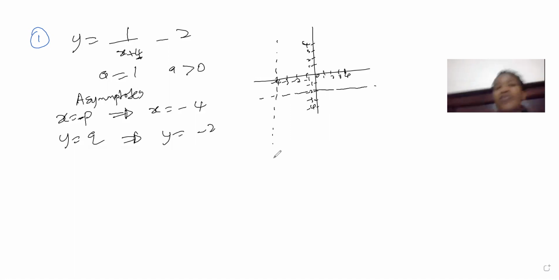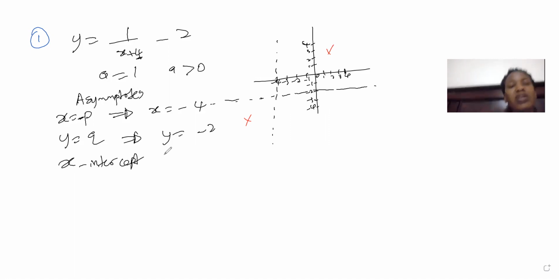So our graph will not cut this line. Can you see? We said our graph is going to be in the first and third quadrant. That's where our graph is going to sit. Okay, so we got that. Now let's continue. Get x-intercept so we can draw the graph.